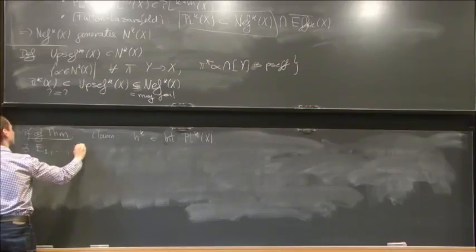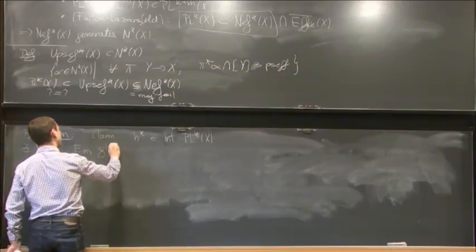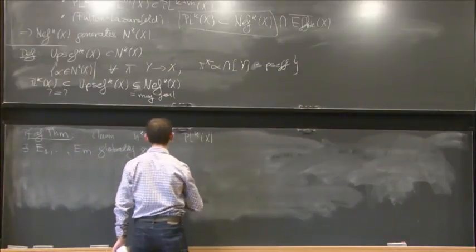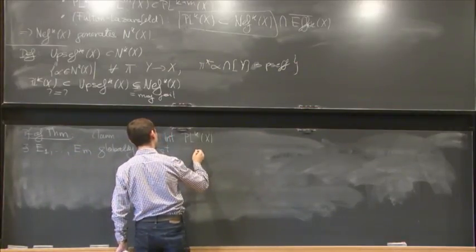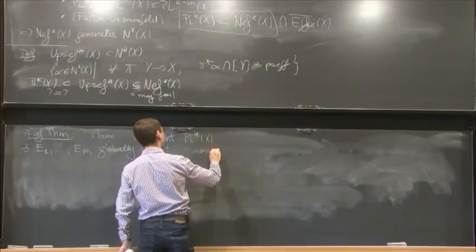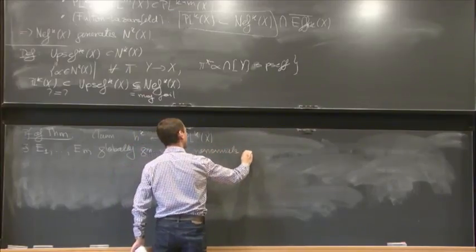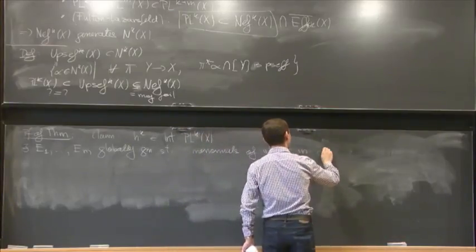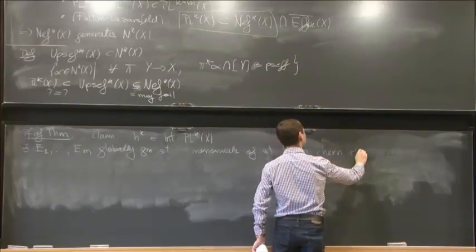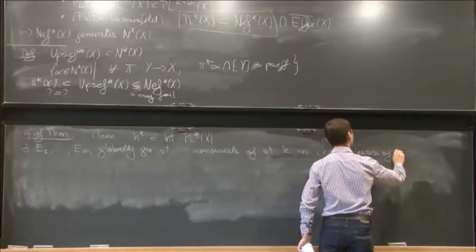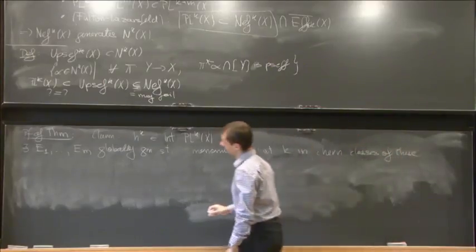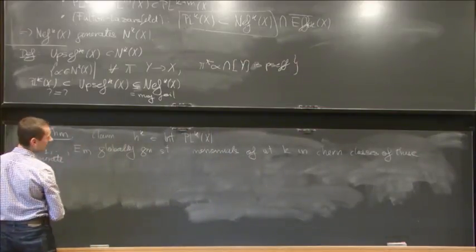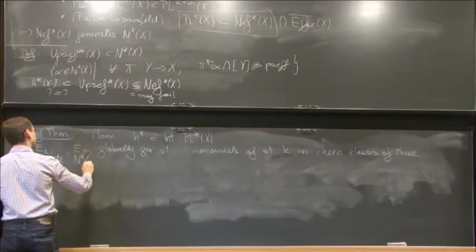finitely many vector bundles that are globally generated, such that the Chern monomials, so monomials of weight k in Chern classes of these, generate an upper K.